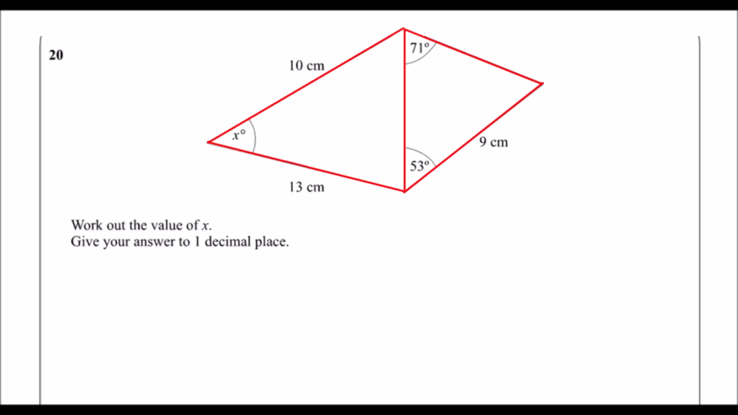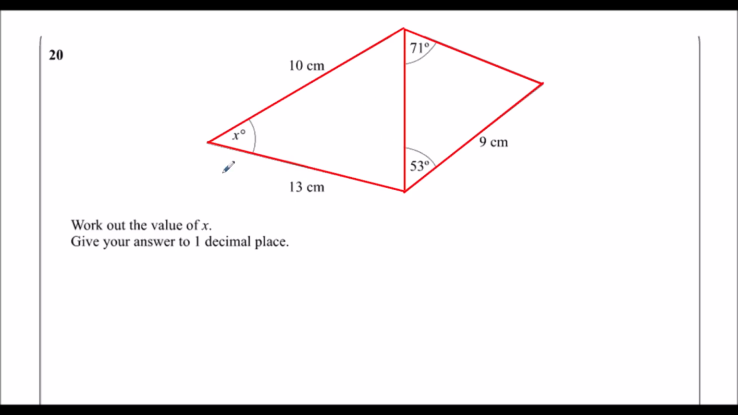Question 20. So here we've got two triangles. They're not right angle triangles, so we're not using Pythagoras and SOHCAHTOA. We're using the sine rule and the cosine rule this time. Work out the value of x. So whenever we have two triangles joined together, we're probably using the triangle without the x in it first to find the shared length, and then once we've worked out the shared length, we'll be able to find x.